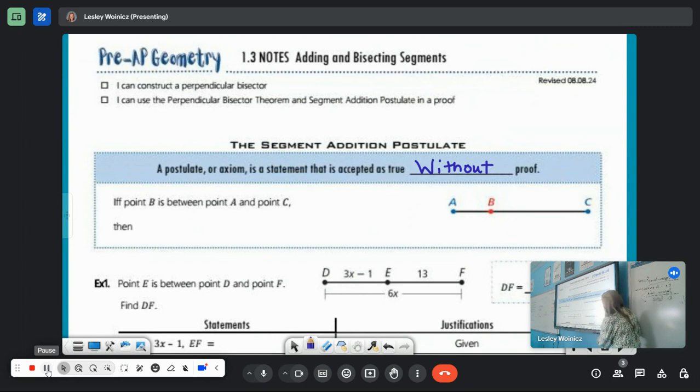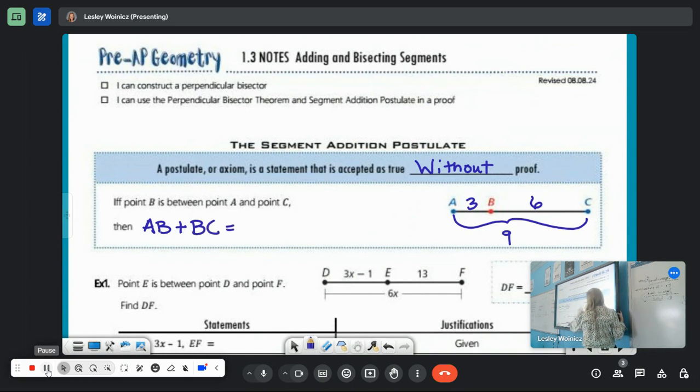So it says, if point B is between point A and point C, then, well, let's think about it. If this was 3 and this was 6, what is this whole thing? 9. Okay? So that means that the length AB plus the length BC has to add up to the length AC.